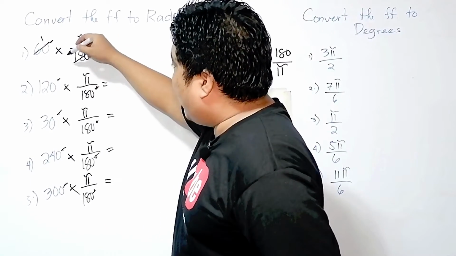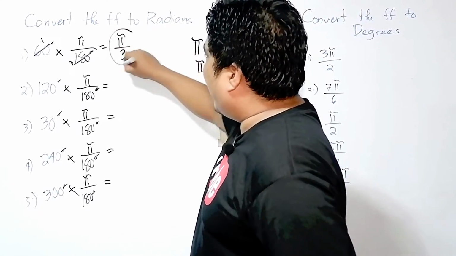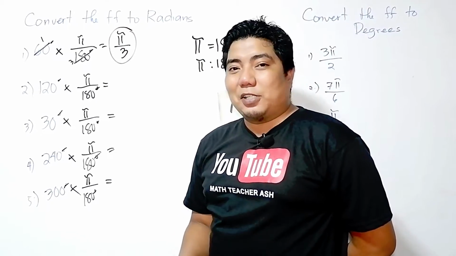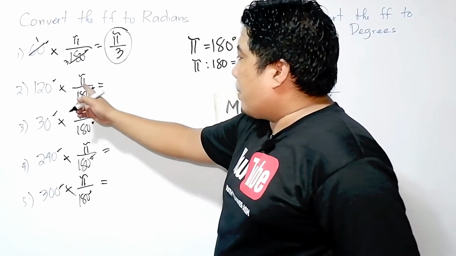180 divided by 60, this will become 3, giving you pi over 3. And that will be your final answer. Easy, right? Now, how about this? We have 120 times pi over 180.